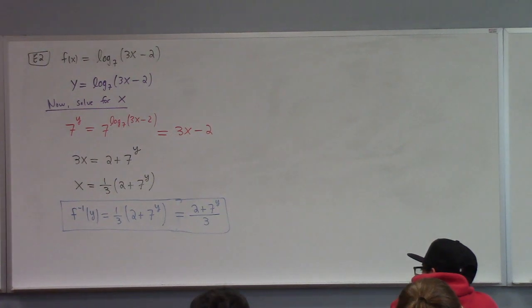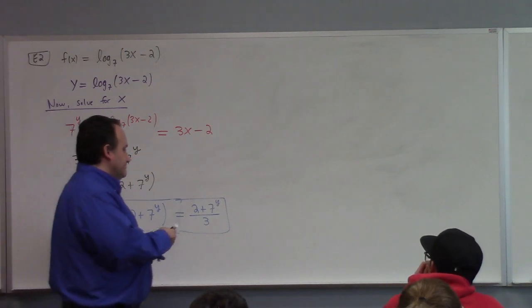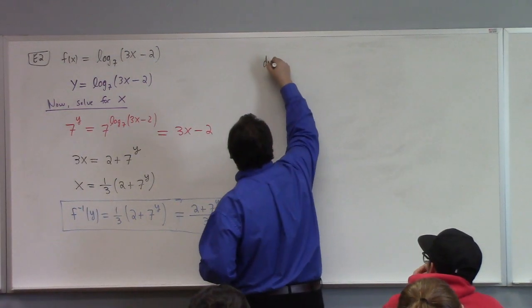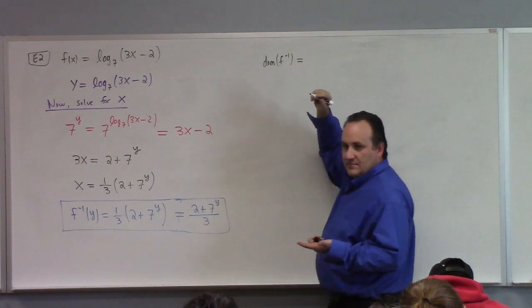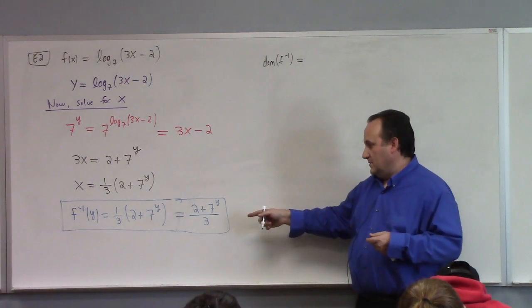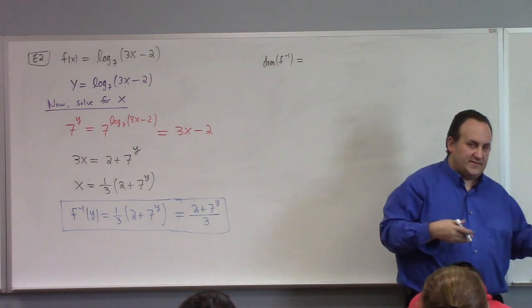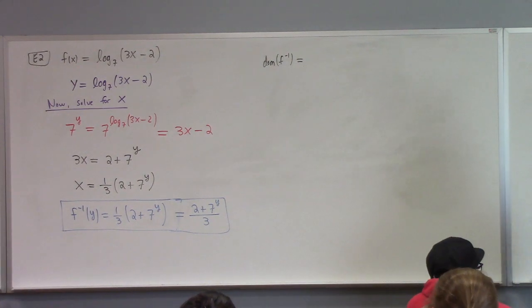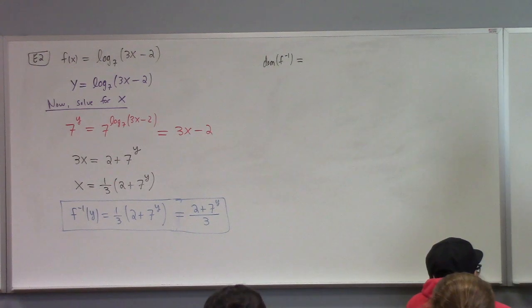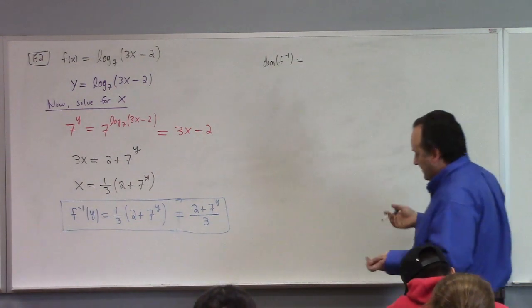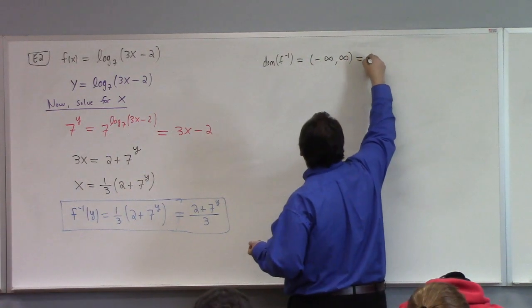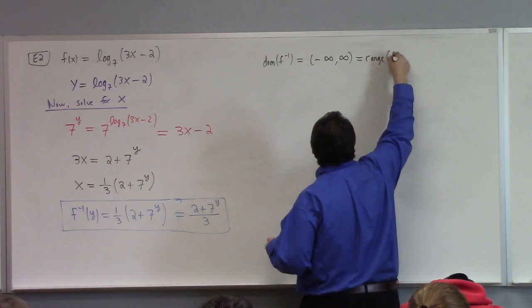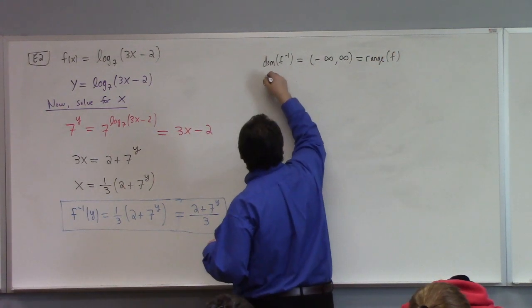How about this? What's the domain and range this time? What's the domain of f inverse here? Good question. Is there any way to break this formula? 7 to the y power makes sense whether y is positive or negative, right? Exponentials have domain of everything, and when you add them and divide by other numbers, it's still just everything. So negative infinity to infinity. And that, by the theory of inverse functions, is equal to the range of the original function.